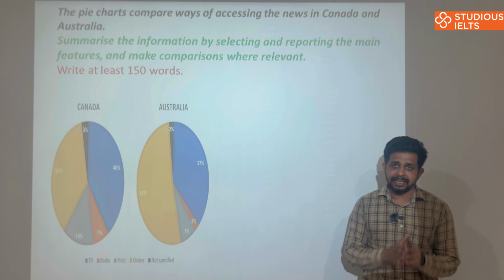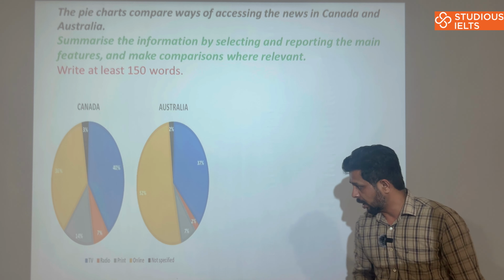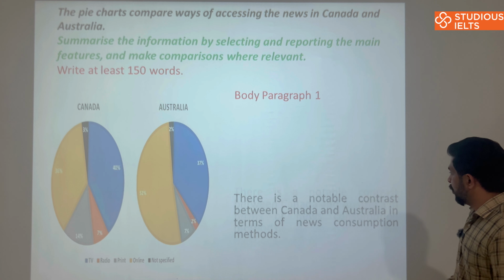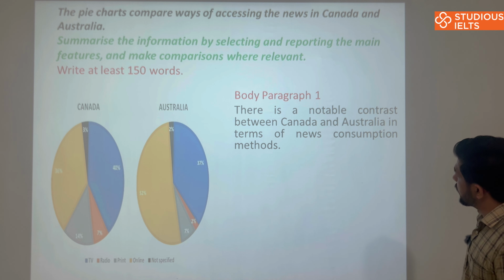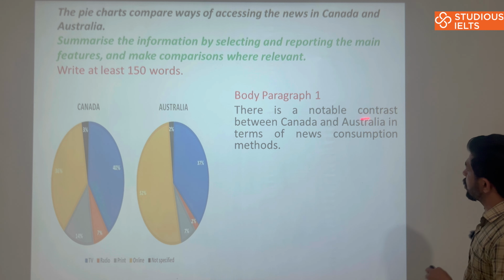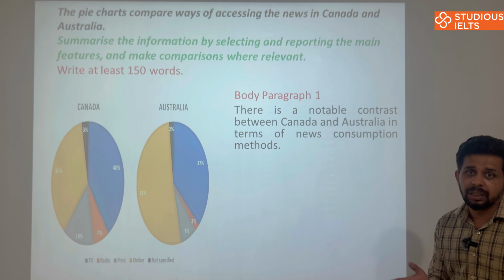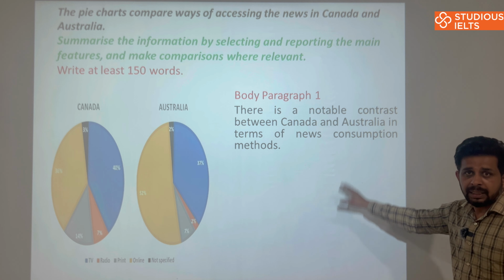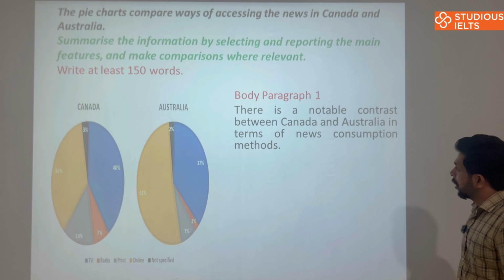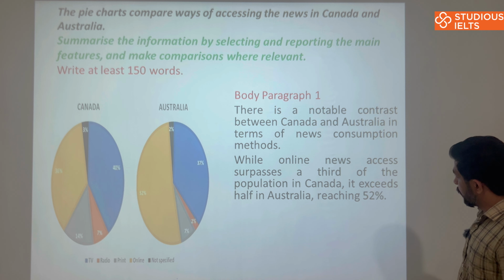How do we compare the data with one another? All right. In body paragraph 1, we are going to talk about the first comparison. It says there is a notable contrast between Canada and Australia in terms of news consumption method. Obviously, this is a general line that is talking about the entire comparison or the contrast. Okay, what contrast is that, or what comparison is that?